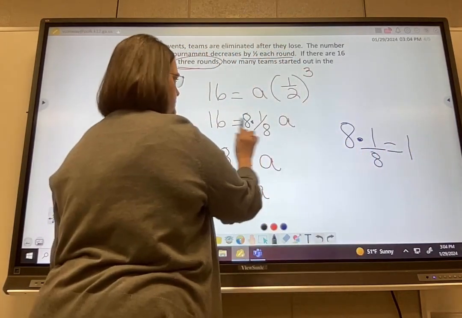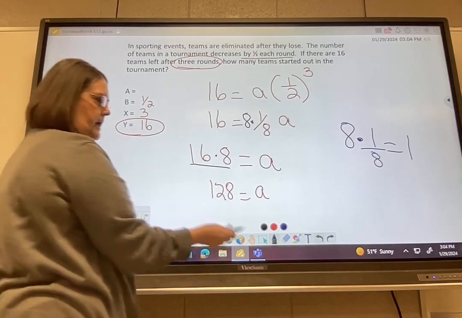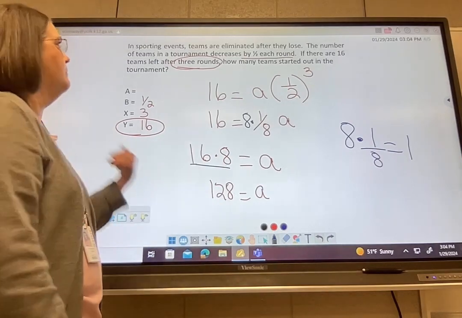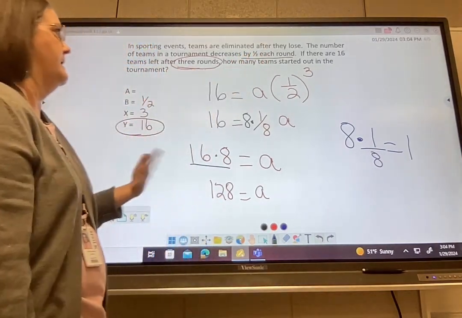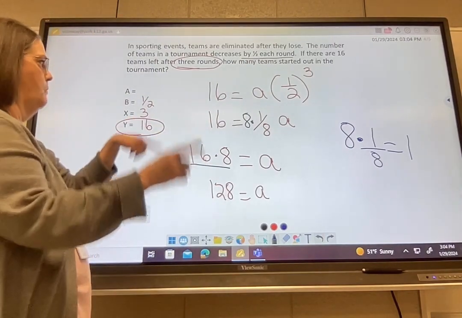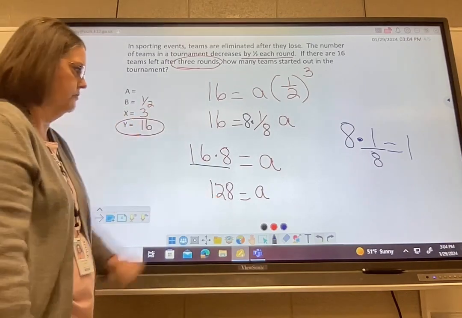So what you do to one side, you got to do to the other. So 16 times 8 is 128. So there are 128 teams. You can also walk it backwards and think in your mind, okay, if it's eliminated by half, that means there was twice as many before this round. So you can walk it back 3 rounds and multiply by 2 each time and get 128 as well.